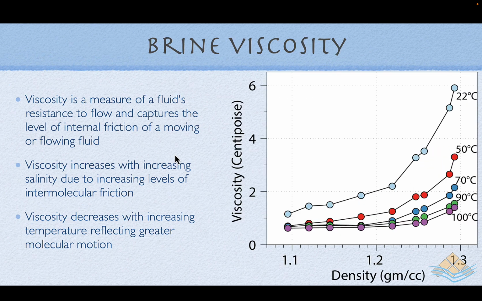Likewise, if we consider brine viscosity, remember that viscosity is a measure of a fluid's resistance to flow, so it's a number that's capturing the level of internal friction in any moving or flowing fluid. And so viscosity, as you'd expect, tends to increase with increasing levels of intermolecular friction, as the level of cations and anions increases as water molecules leave, as the salinity increases and the density increases. Viscosity will decrease with increasing temperature. Once again, higher levels of absorption make it easier to escape the zone of surface tension, and it also decreases with decreasing density. So less saline fluids are less viscous.